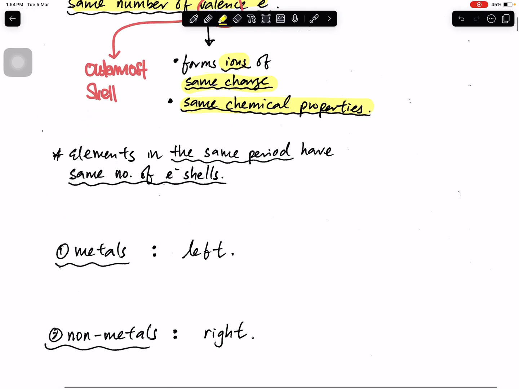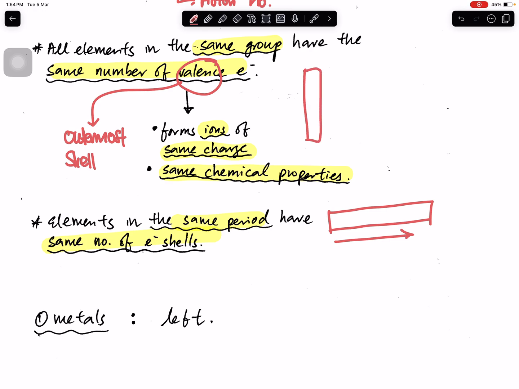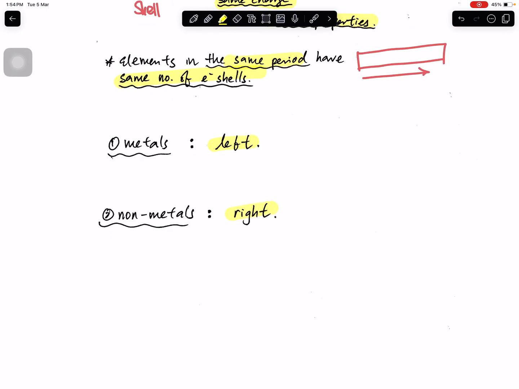Next, elements in the same period will have the same number of electron shells. Just to clear up, a period goes from left to right, so it's your horizontal rows, and your groups are your vertical columns. Other than that, metals are on the left hand side and non-metals are on the right hand side of the periodic table. So just make sure you know where to find the staircase.